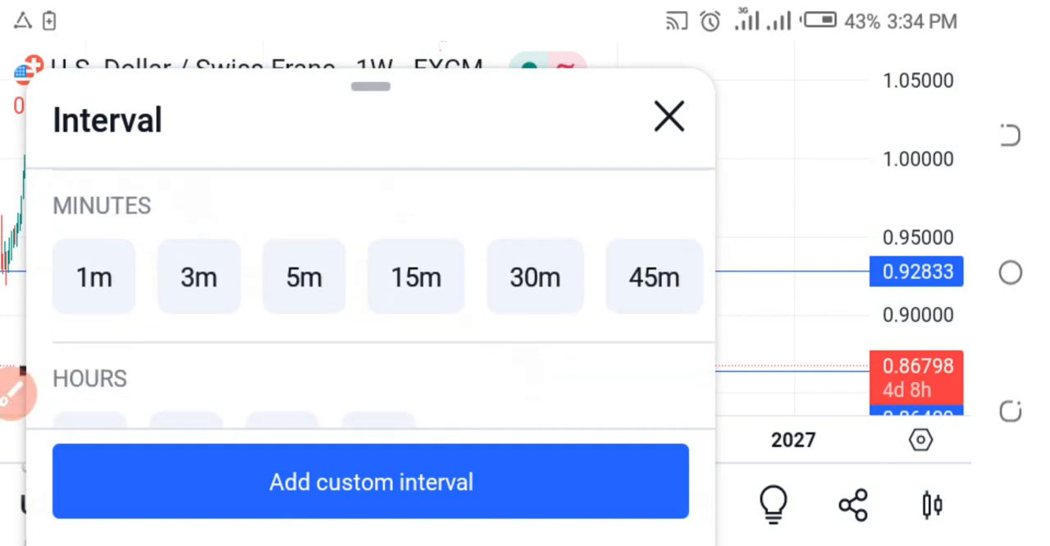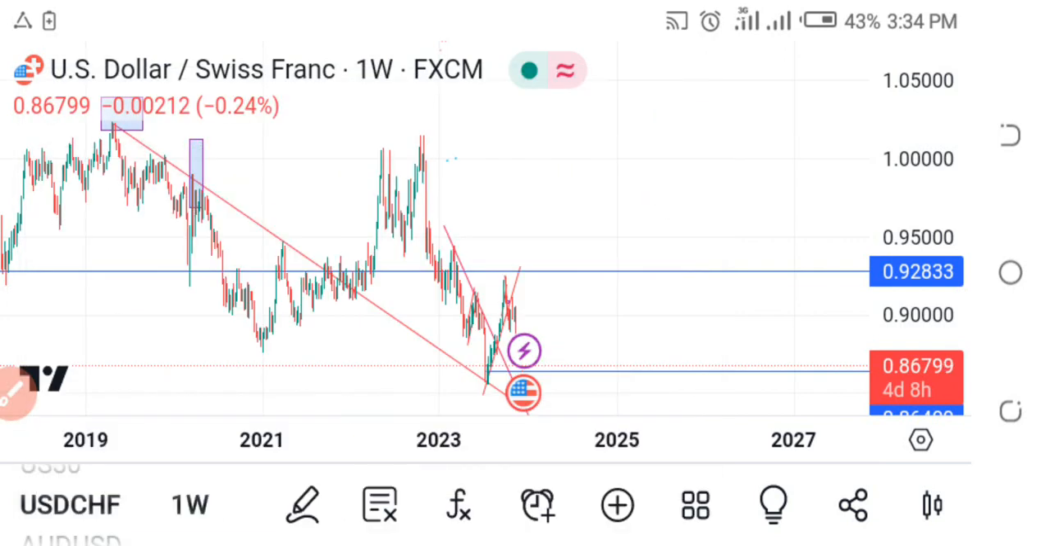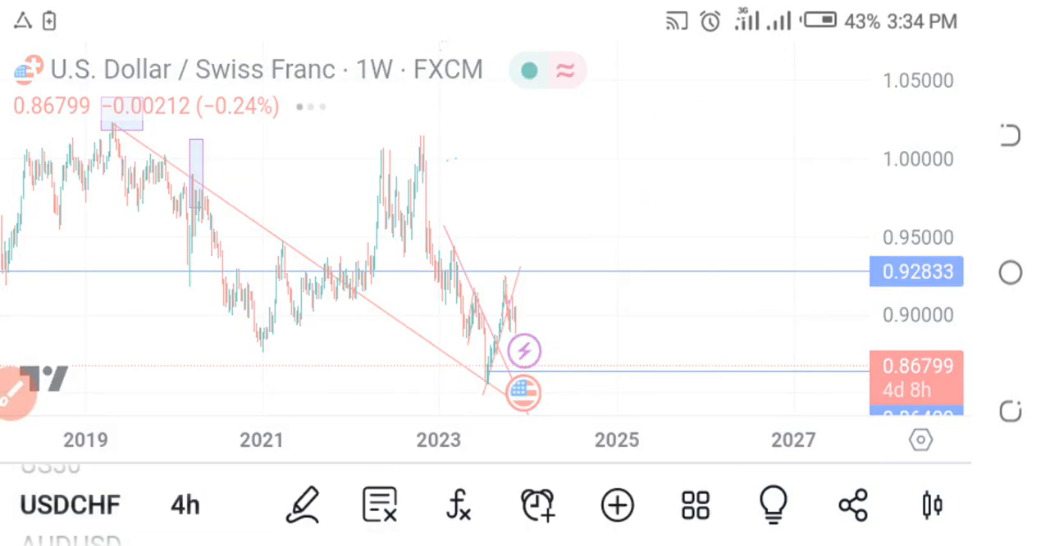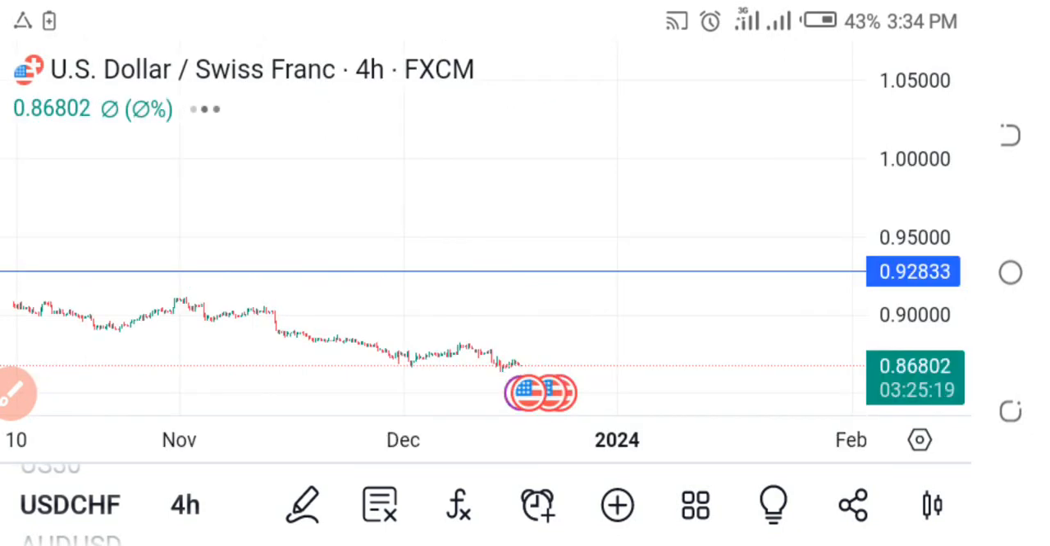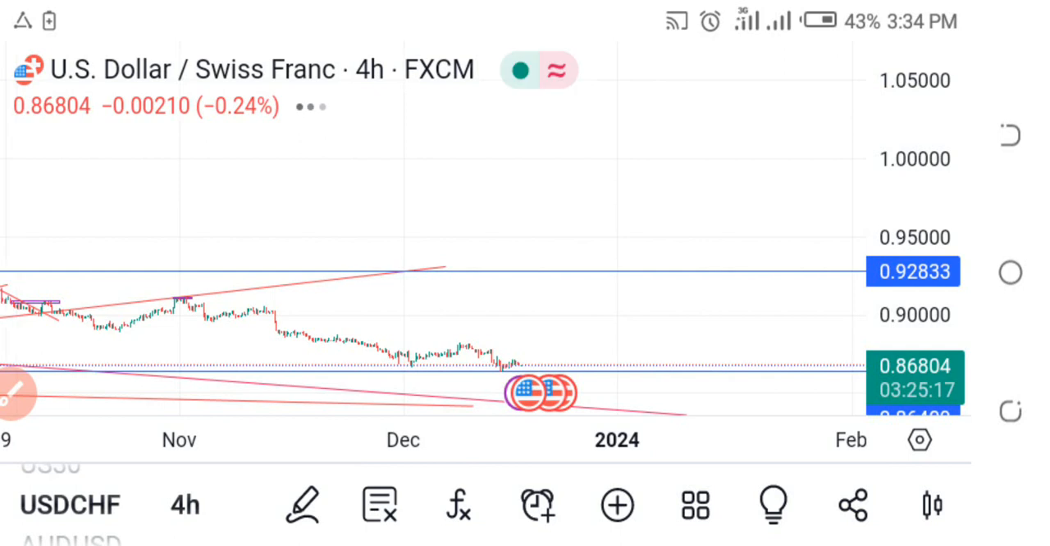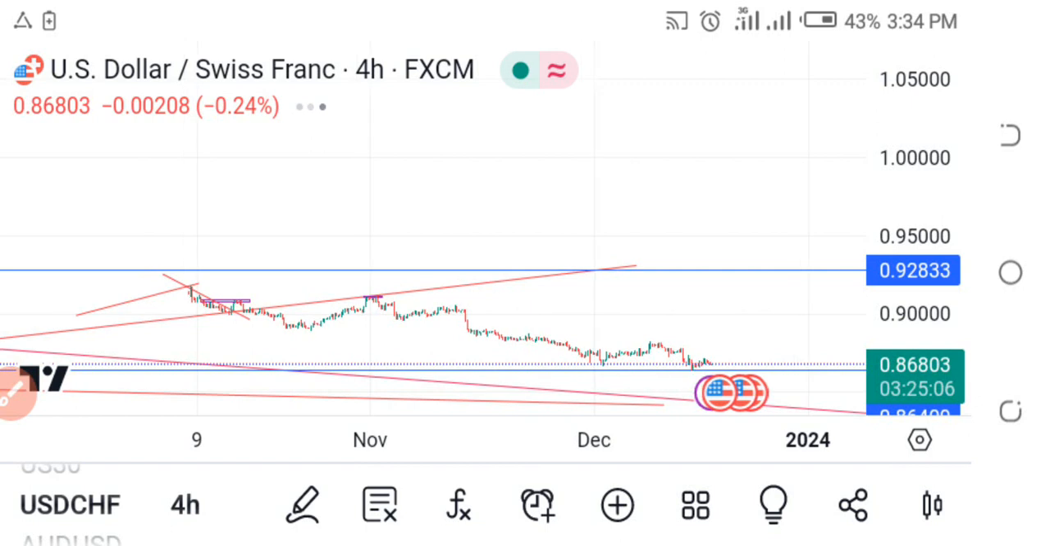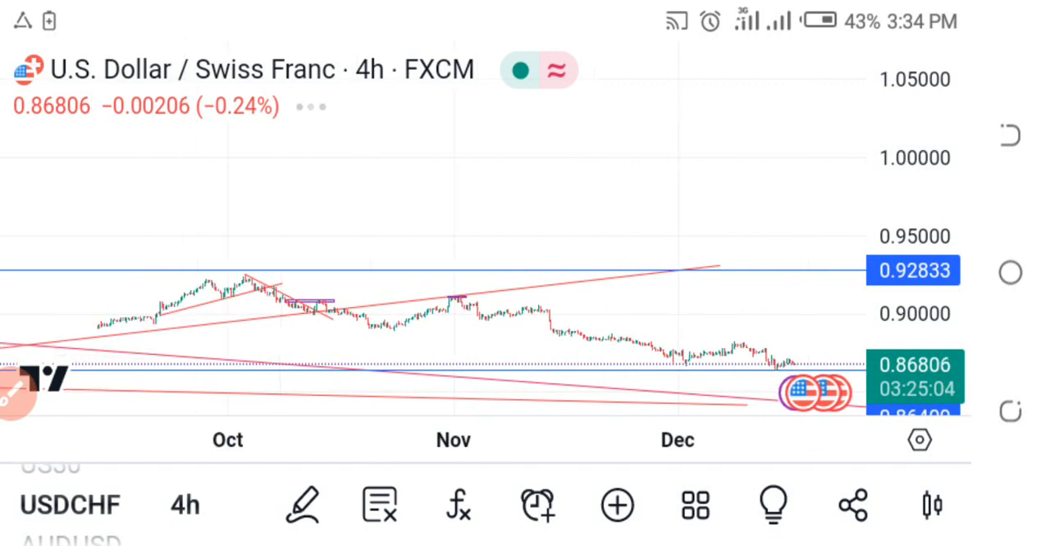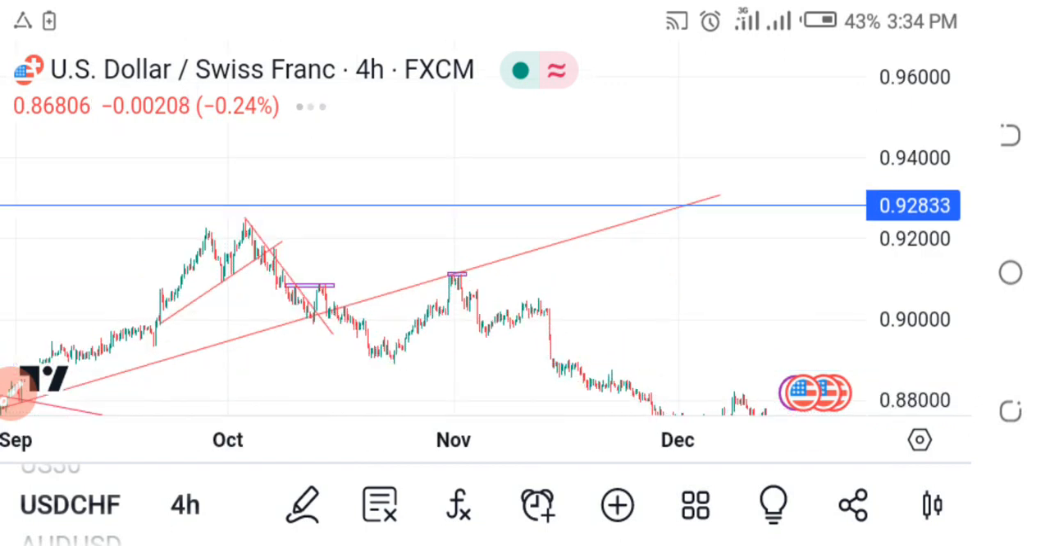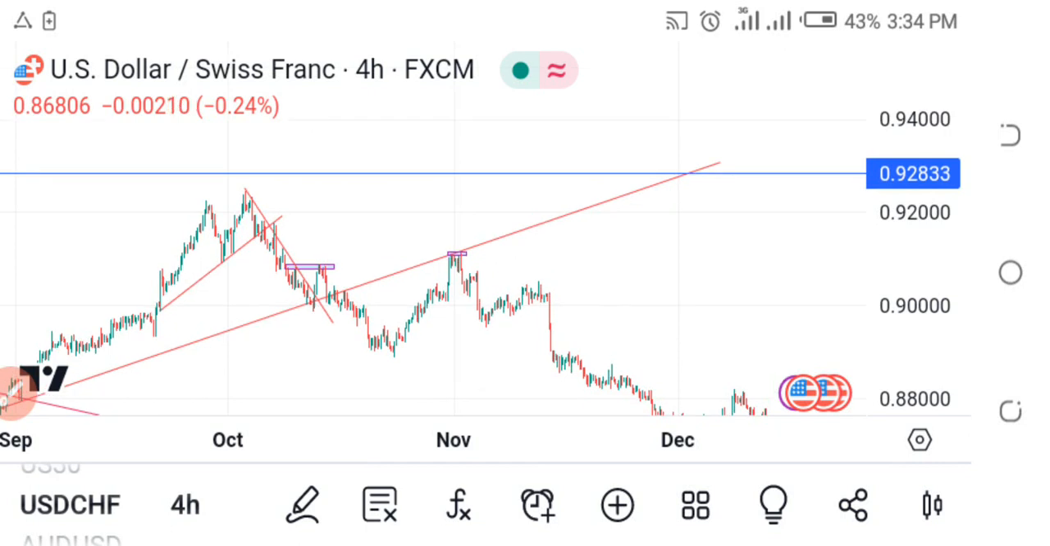Let's go back to the 4 hours. Now I'll tell you what I like to do. When it comes to chart patterns, there's something I like to do. I like to see the big picture. Don't forget, we've seen from the weekly that we are bearish. Now that's cool. Now we're seeing in the 4 hours that we are bearish. There's something I like to see to get the confirmation. Whenever I see a continuation chart pattern in this bearish market, I look for an opportunity to sell.